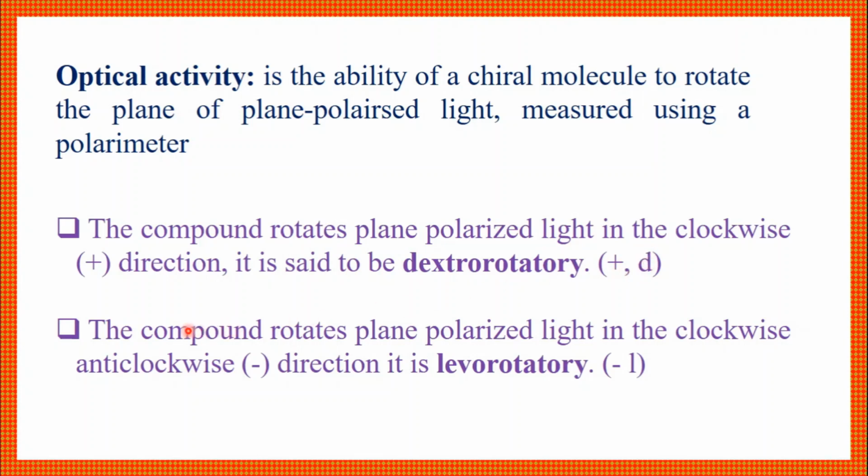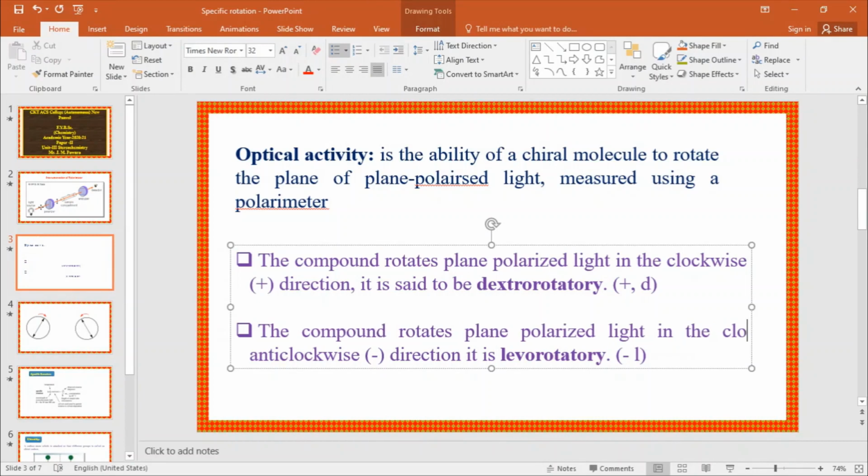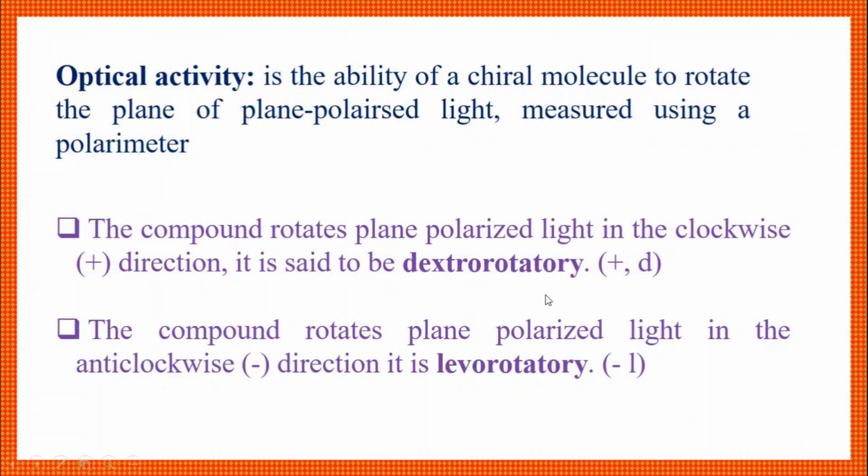Then the second type is the levorotatory compound. What is a levorotatory compound? The compound which rotates plane polarized light in an anti-clockwise direction. That compound is called a levorotatory compound, and it is denoted by a minus sign or small l. So these are the two types of compounds, dextrorotatory and levorotatory.